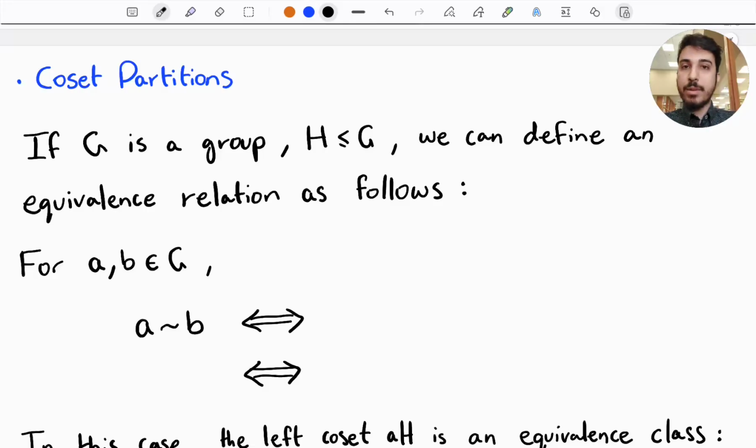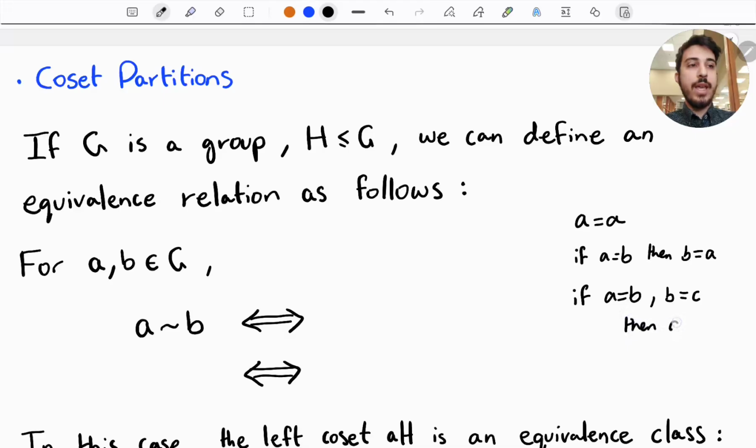The most basic example of an equivalence relation is the equality of two elements. So the equality of the two elements has three nice properties, which are A is equal to A. That is what we call a reflexive property. And if A equals B, then B equals A. That is the symmetric property. And lastly, we have the transitive property. If A equals B and B equals C, then A is equal to C.